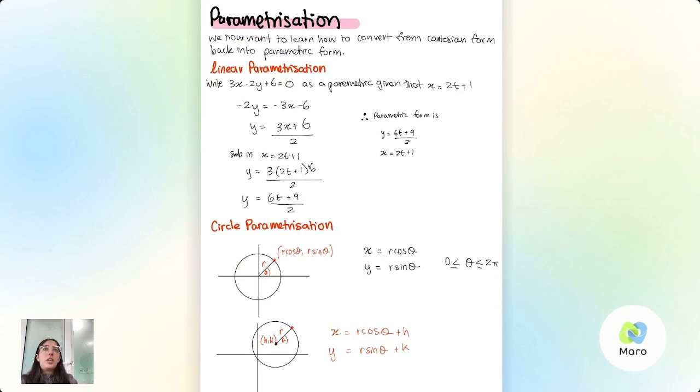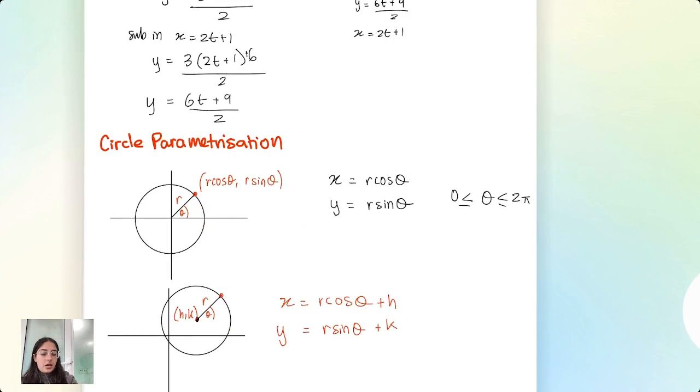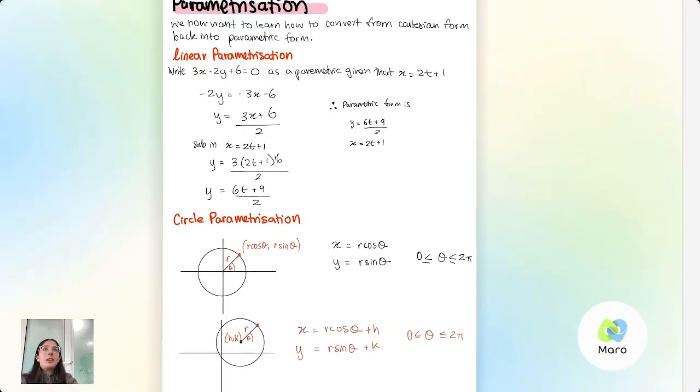And again, we can limit the angle to 2 pi. You don't absolutely have to limit it, but it is good to limit it just to show that's the parametrization, but you don't have to in the question unless it asks you to.